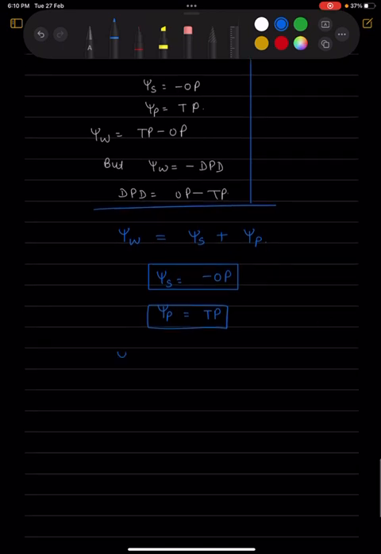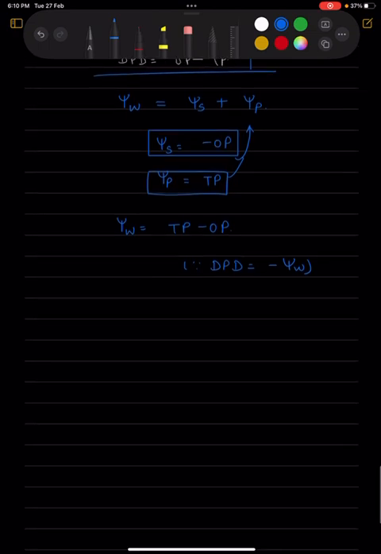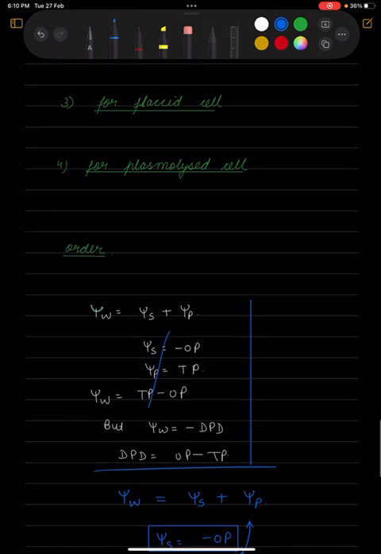By putting these into our equation, psi w, that is water potential, will be turgor pressure minus osmotic pressure. And we know that diffusion pressure deficit is equal to minus psi w. So if I put the diffusion pressure deficit over here, I need to apply the minus sign on this side. So our diffusion pressure deficit is equal to osmotic pressure minus turgor pressure. Very easy. Now we will see some examples of this equation.